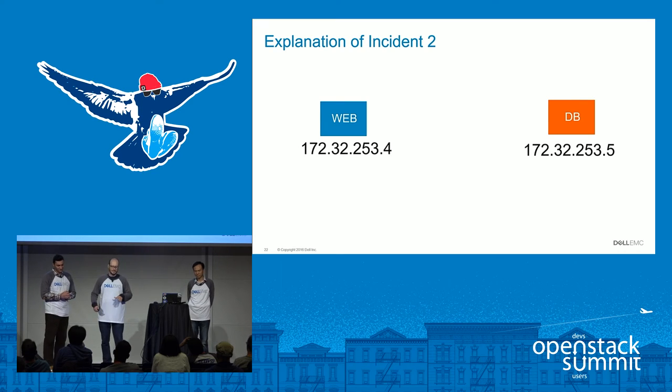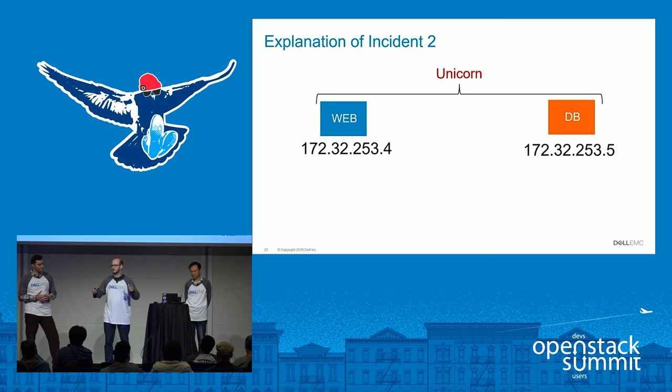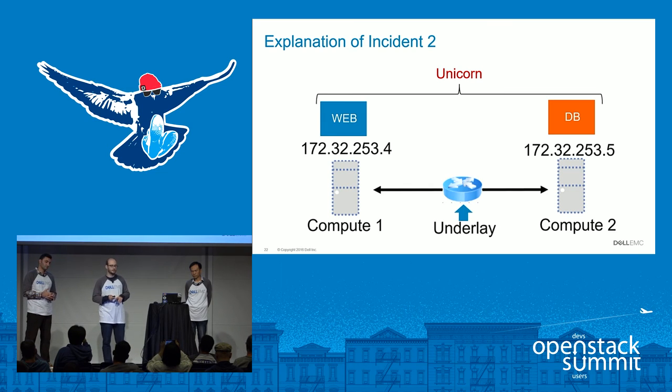So a little explanation of the instances. We have the web instance running on one side, and we have the DB on the other side. And you can tell they should be able to just talk to each other through this private address space. So that's Unicorn, essentially. A two-instance application, in our example here, sitting on different compute nodes, connected by an underlay network. So we're traversing the physical network. We're going through a router or an L3 device.